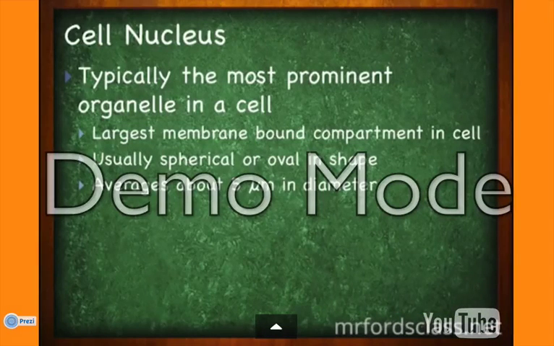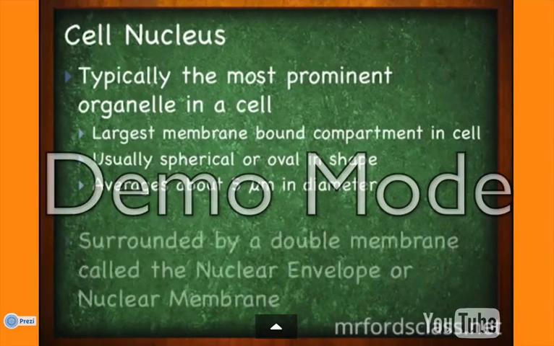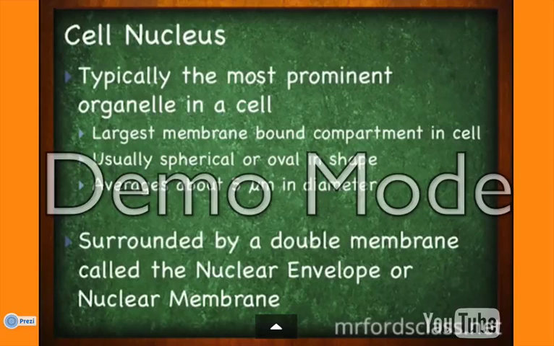Typically, the nucleus is the most prominent organelle in the cell. It is the largest membrane-bound compartment in the cell, usually spherical or oval in shape, and about 5 micrometers in diameter. It is surrounded by a double membrane called the nuclear envelope or nuclear membrane. So it's a double layer. It is made of proteins and lipids.